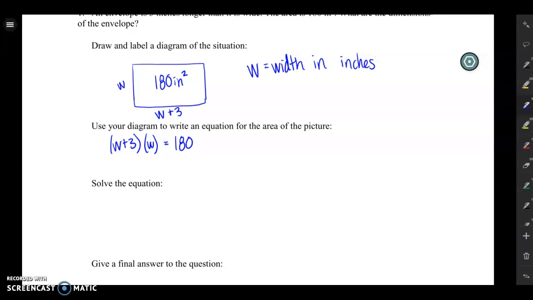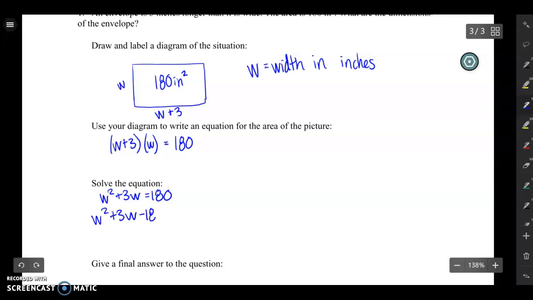So I've got W plus 3 times W. First I'm going to multiply the left side of the equation together to get W squared plus 3W equals 180. All I did was distribute the W into both of the numbers in the first set of parentheses. Then I'm going to try to solve by factoring, because that's the only way I know how to solve. So I'm going to subtract the 180 over to set my equation equal to 0. And now I get to factor. Luckily, I get to do trinomial factoring. I get to do the shortcut because there's no number in front of the W squared. So I'm just looking for two numbers that multiply to negative 180 and add up to 3.